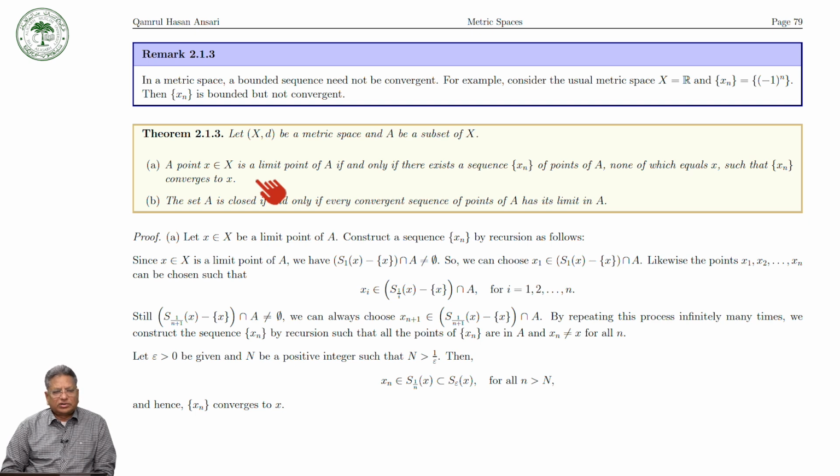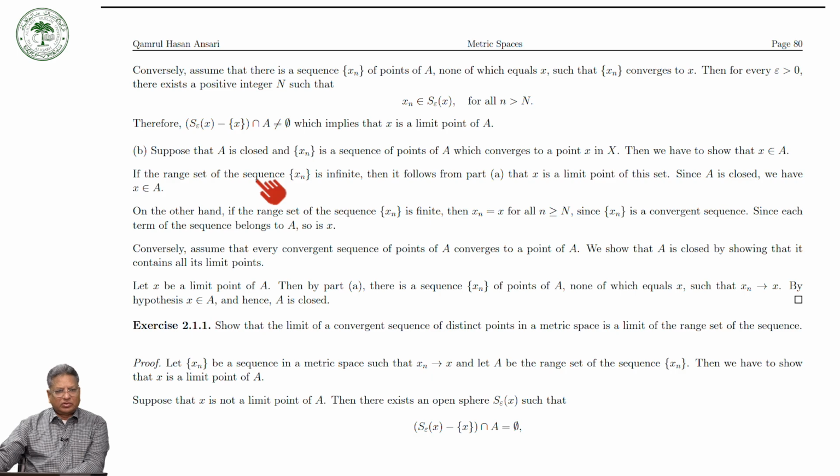In other words, you can take a sequence. Suppose you want to prove that the set A is closed, then you take a sequence of points in A and assume that it is converging to some point x, and prove that this limit point lies in A, then A is closed. So this is the way to prove the closedness of a set.